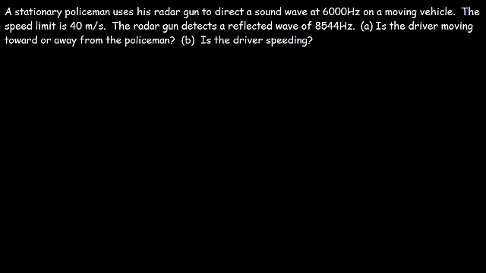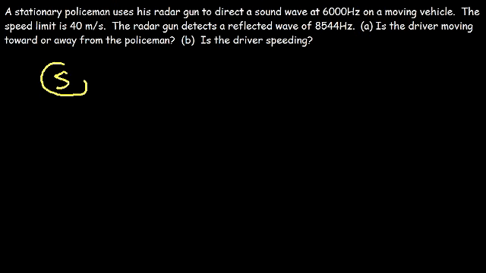Because the frequency of the reflected wave is higher than the original wave, the driver has to be moving toward the policeman. Whenever the distance is decreasing, the wavelength decreases, and the frequency goes up. If the radar gun detected a wave that was less than 6,000, then the driver would be moving away from the policeman. But now, the second part of the problem: is the driver speeding? Is he going faster than the speed limit, 40 meters per second? Well, let's find out. So there's two parts to this problem.